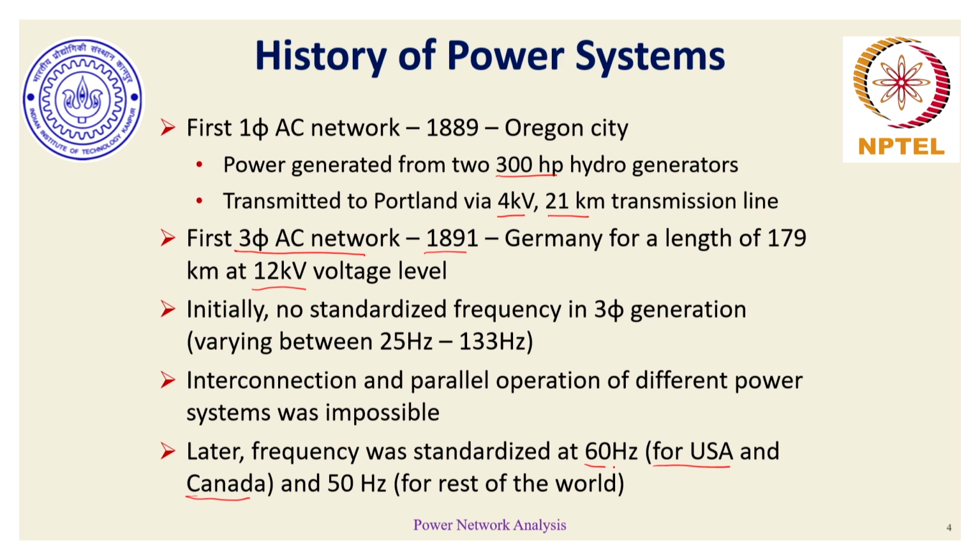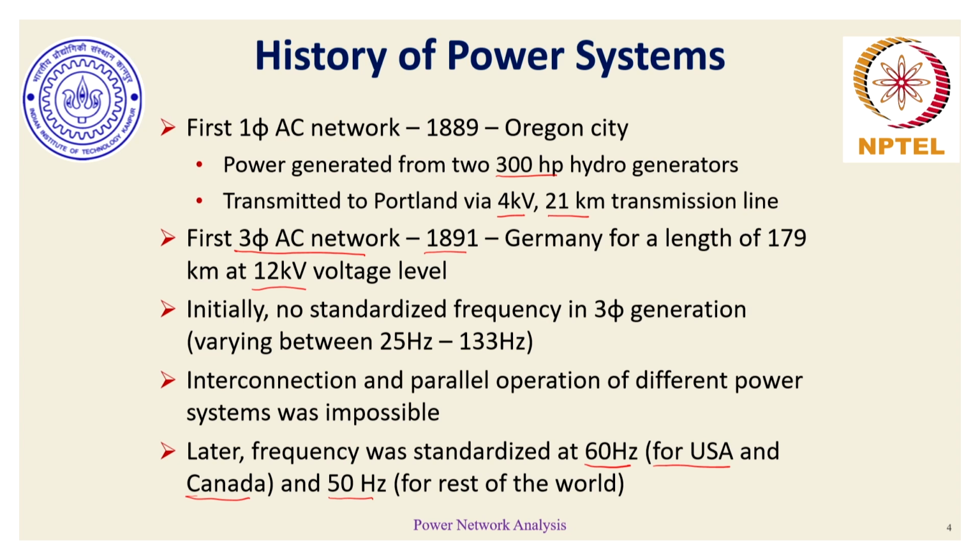Now, it is interesting to understand why USA and Canada chose 60 hertz and why the rest of the world's electrical power network operates at 50 hertz. There is probably no conclusive technical answer to it. Probably USA and Canada wanted to be a little different from other countries. So that's why they chose 60 hertz as their operating frequency.